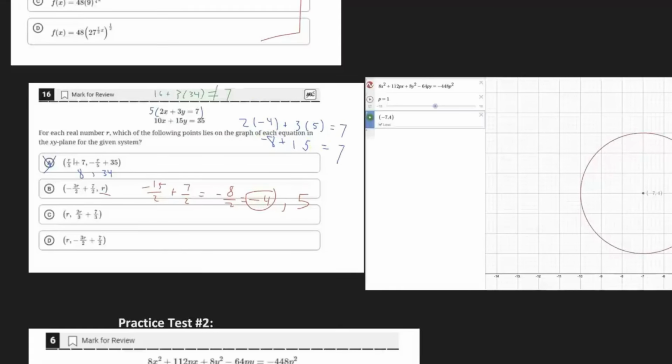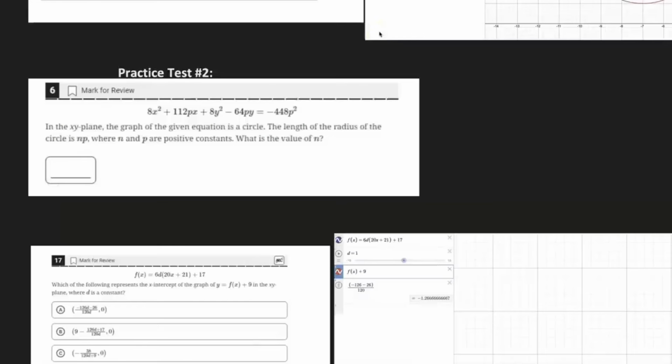And therefore, our answer for that question is going to be B. All right, so moving on to the questions for practice test 2. This one says, in the xy plane, the graph of the given equation is a circle. The length of the radius of the circle is np, where n and p are positive constants. What is the value of n?